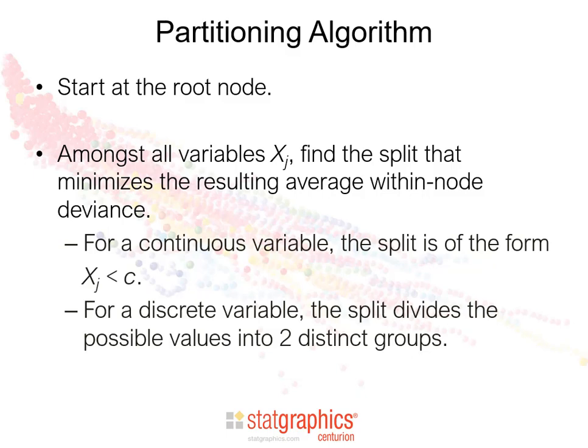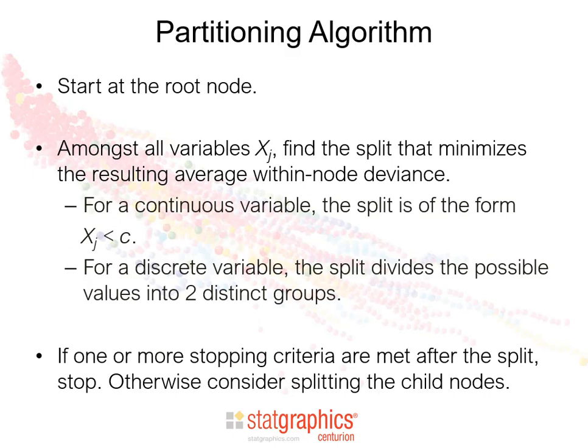If the x we select is a continuous variable, then the split will be of the form x sub j less than some constant c. If that's true, you go left. If it's false, you go right. If the x variable we select happens to be a discrete variable, then the split divides the possible values of x into two distinct groups. Now, if one or more stopping criteria are met after we make a split, we stop. Otherwise, we look at the child nodes we created and consider splitting them.